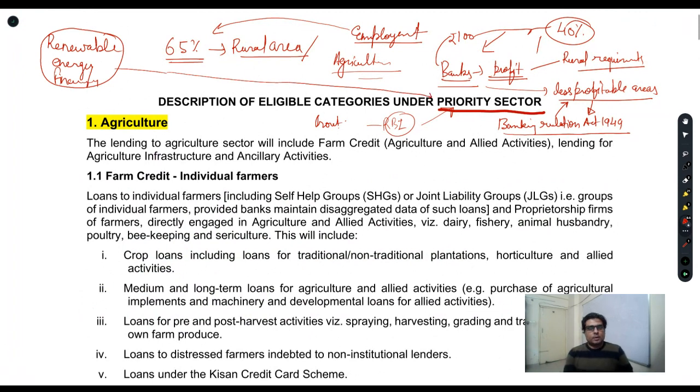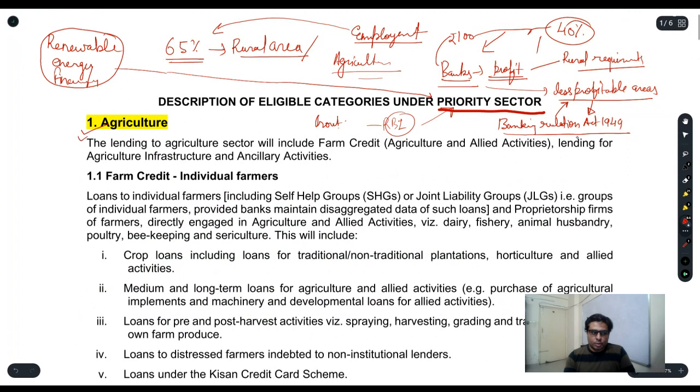So generally, what is the philosophy of priority sector? These are sectors where the possibility of profitability is a little bit less, and that is why banks are generally not interested. But the government, through legislation and RBI guidelines, forces banks to go for this priority sector lending. So what constitutes priority sector? I have explained the philosophy. Now let's go to those sectors which come under the category of priority sector.